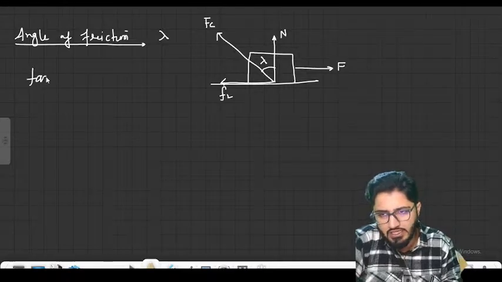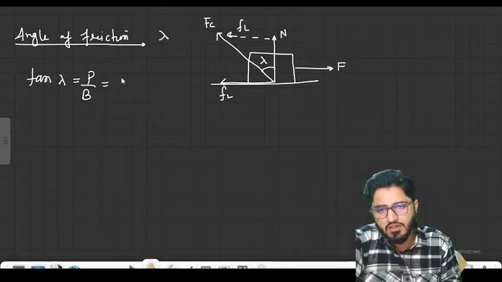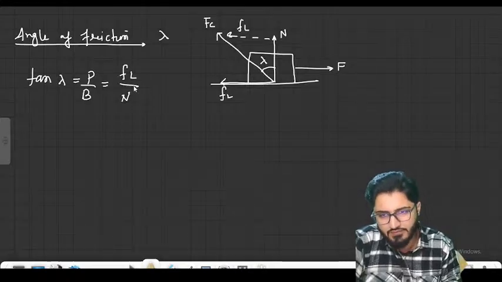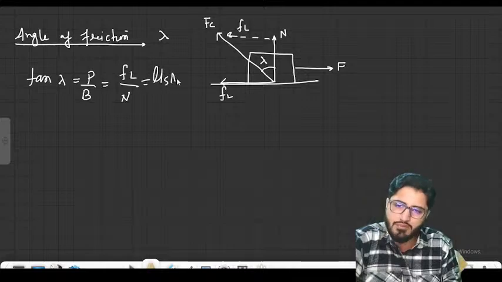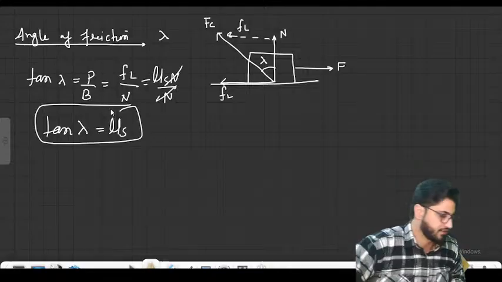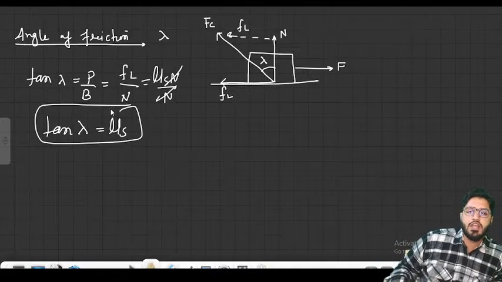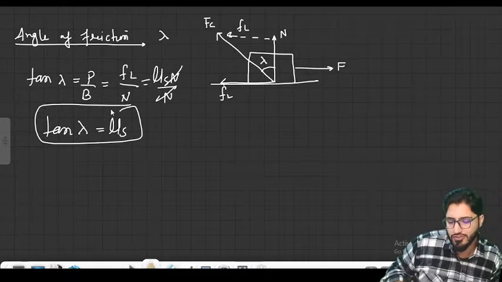Look now, tan lambda is P by B. I can take this thing here now. There is no issue. It is FL. So it could be FL divided by N. FL is mu s times N, divided by N. N cancels out. So my tan lambda came out to be mu s. It is the angle of friction. So angle of friction is the angle between normal reaction force and the contact force.